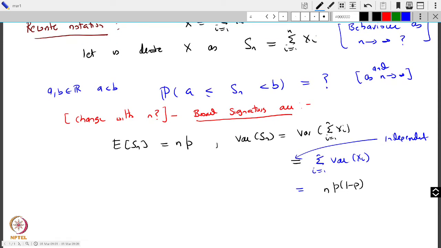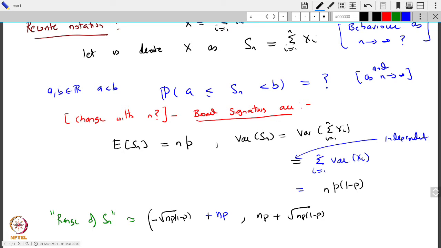So if you go back to this idea that formally the range of Sn, right, you would think of it as: what's the range of Sn? You would start at the mean, that is n times p, right? And then you would go minus the standard deviation, which is square root of np times 1 minus p. On this side, you'd go np plus square root of np times 1 minus p. So that would be formally the range of Sn.